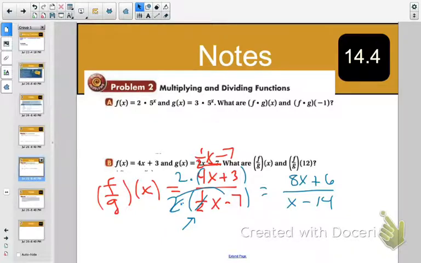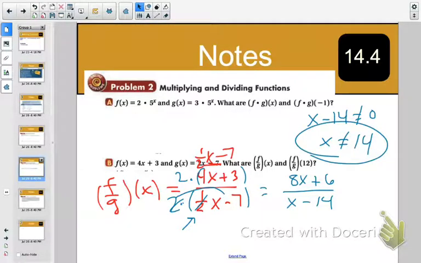We just have to say this one does have a domain restriction because of the denominator. So you have to think about what's going to make the denominator 0, and we don't want that to happen. So we take our denominator, x minus 14, and set it not equal to 0. Solve for x: x cannot equal 14. So x can equal anything but 14. Just know that that is your domain restriction there.